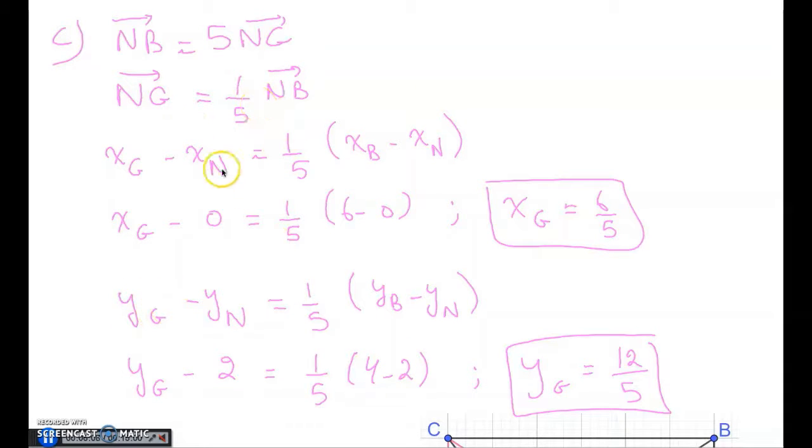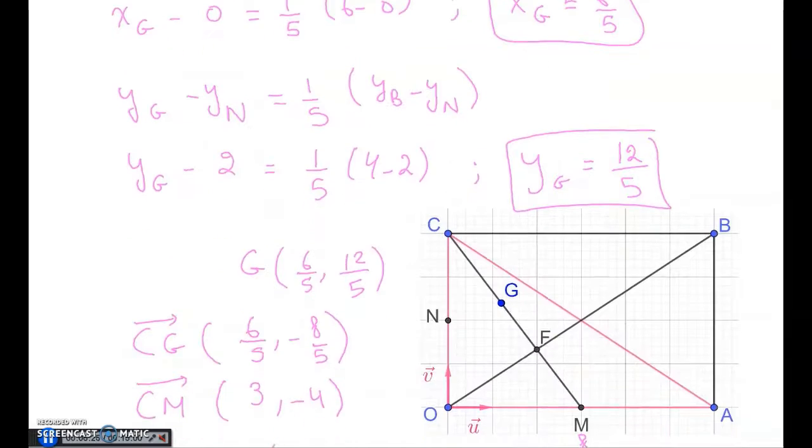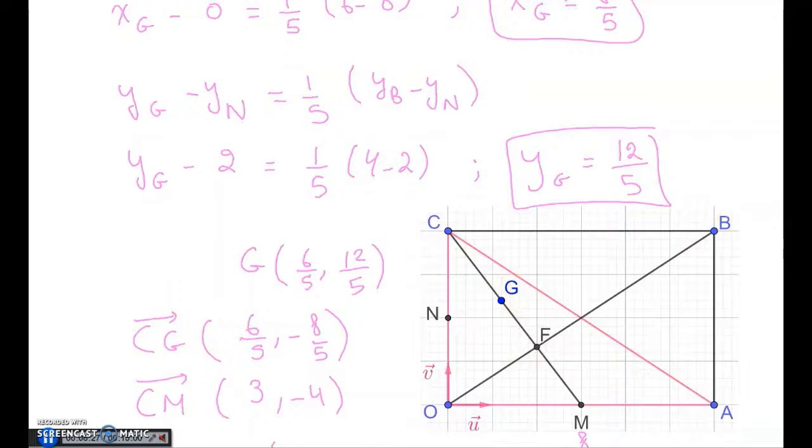We substitute the coordinates of N and B. So XN is 0, XB is 6, XN is 0. We can do the calculations. We get XG equal to 6 over 5. We substitute YN here, 2, YB is 4, YN is 2 again. So YG is equal to 12 over 5. I constructed here the point G.